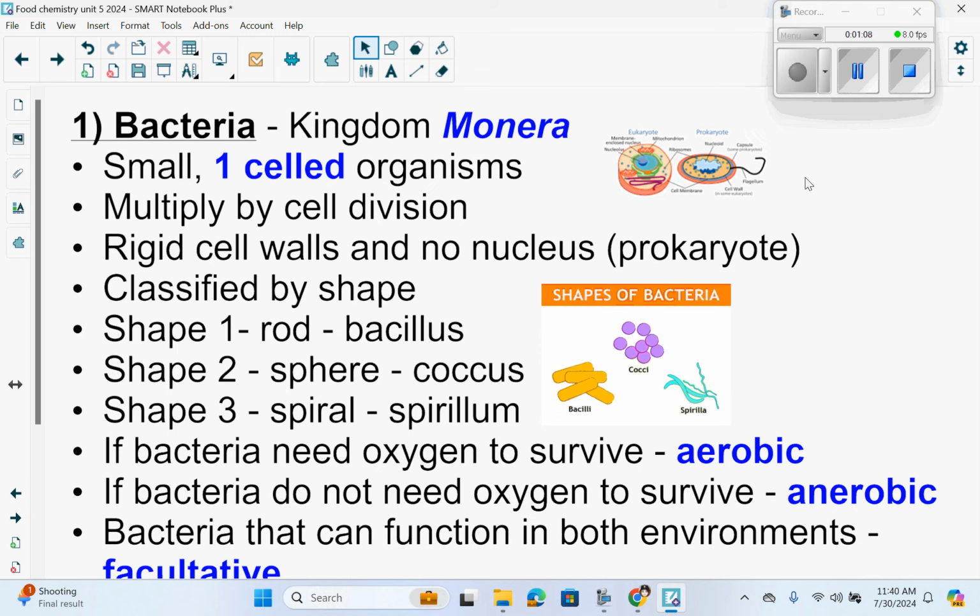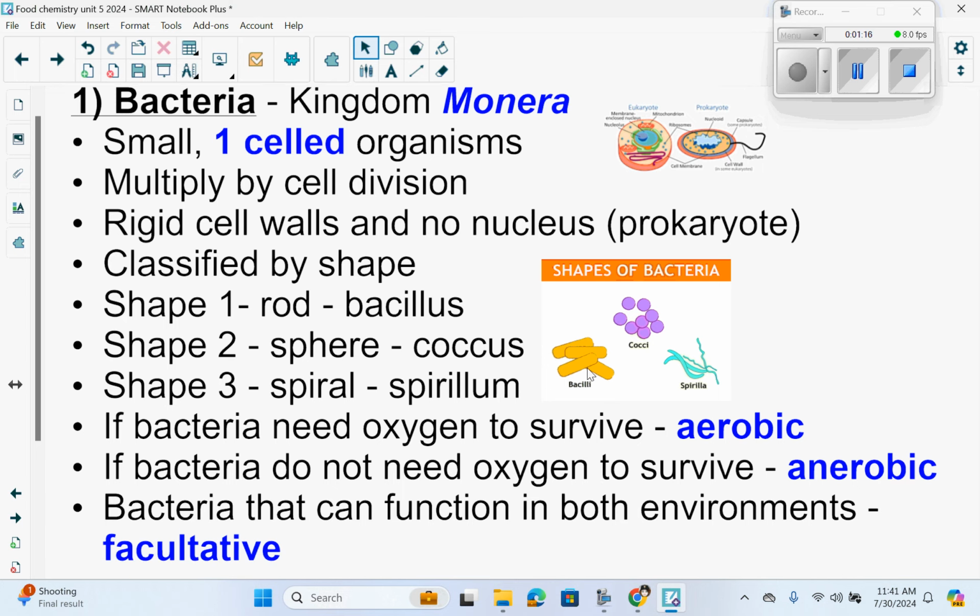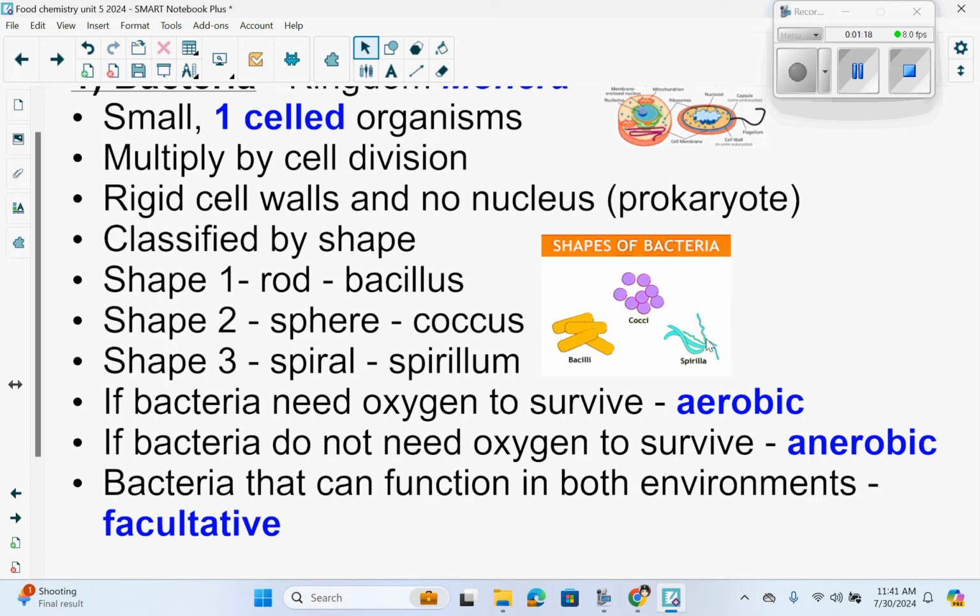They're classified by shape. Shape 1 is rod, or bacillus. You can see it here. Shape 2 is sphere, or coccus. And then shape 3 is spiral, or spirillum.